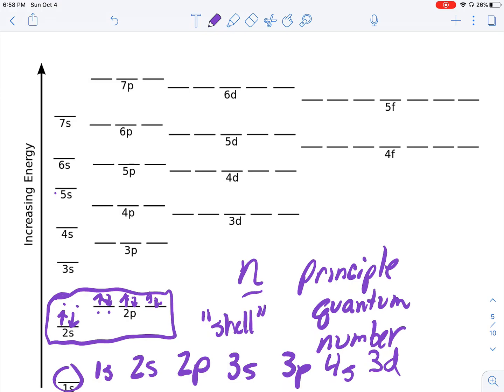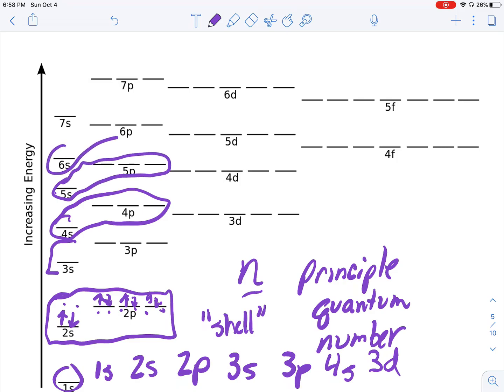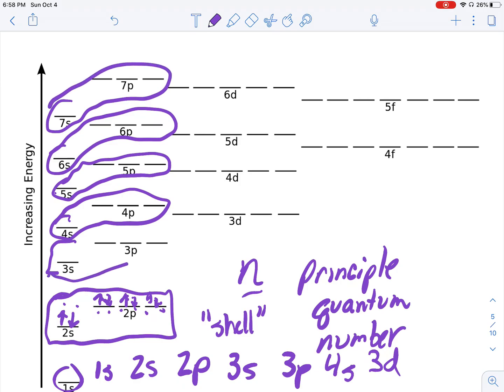So 1, 2, 3, 4, 5, 6, 7, 8. And so every time that happens, here, here, here, here, and here, those are your noble gases.